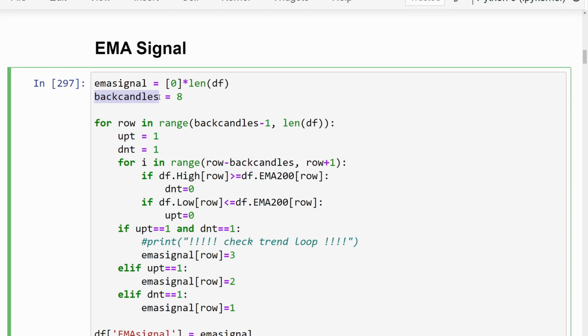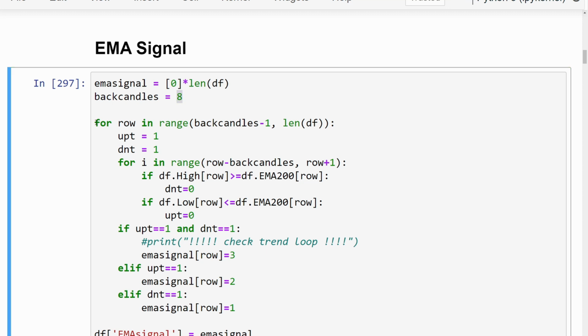This is a variable called back candles. Here, for the moment, I'm using 8 candles. So 8 candles, 15 minutes each. This means that the price has been trading below or above the 200 EMA for at least 2 hours. Of course, you can change this later on and experiment with it. I kept it as a variable on purpose.